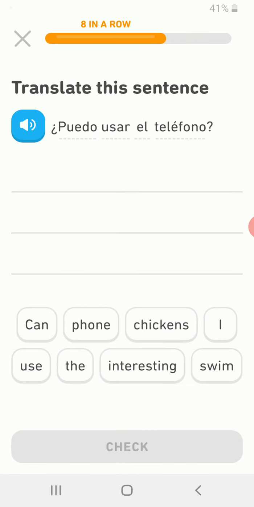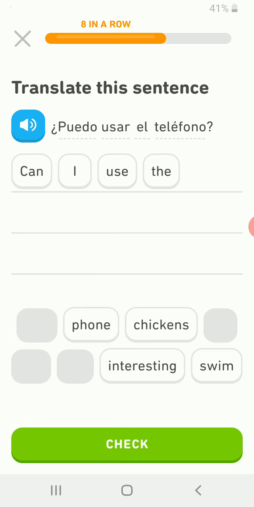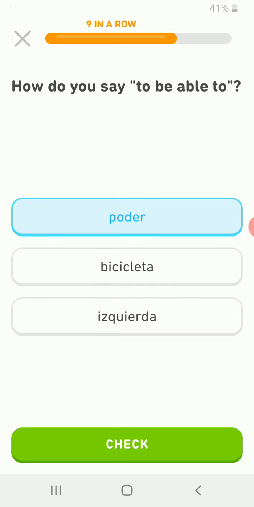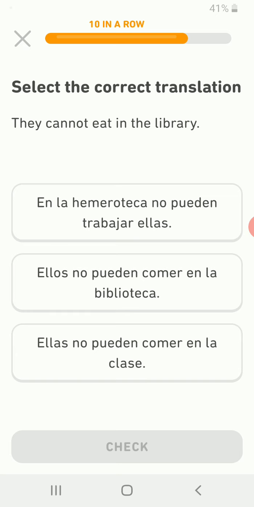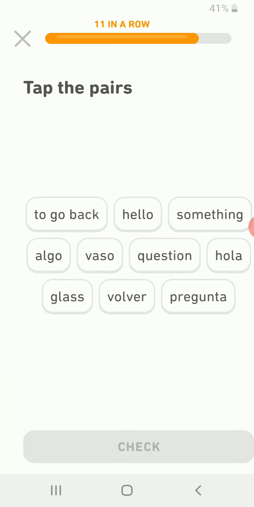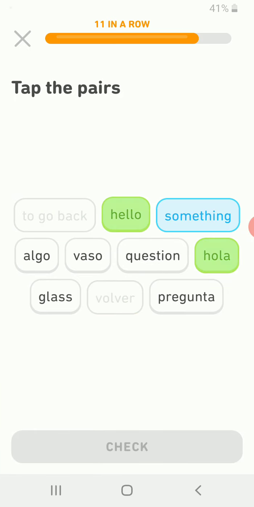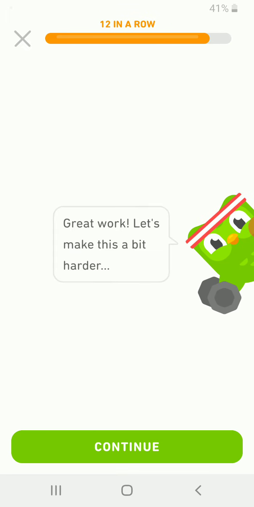¿Puedo usar el teléfono? Puedo, so I can. Can I use the phone? And to be able to, poder. And they cannot eat in the library. Ellos no pueden comer en la biblioteca. Sí. To go back, volver. Hello is hola. Something is algo. Vaso is glass. Pregunta is question.